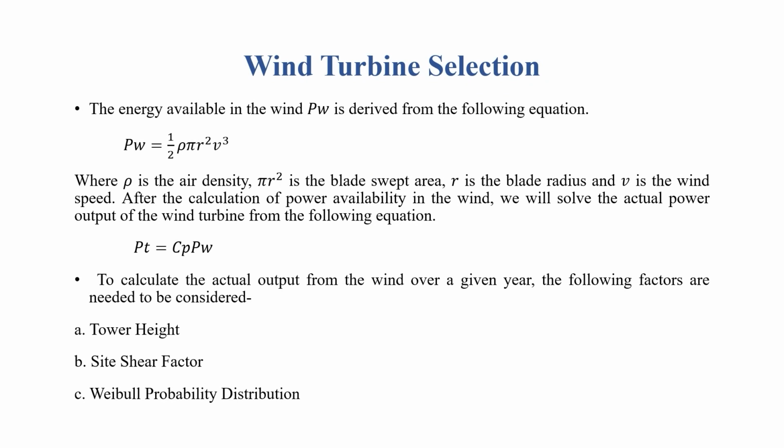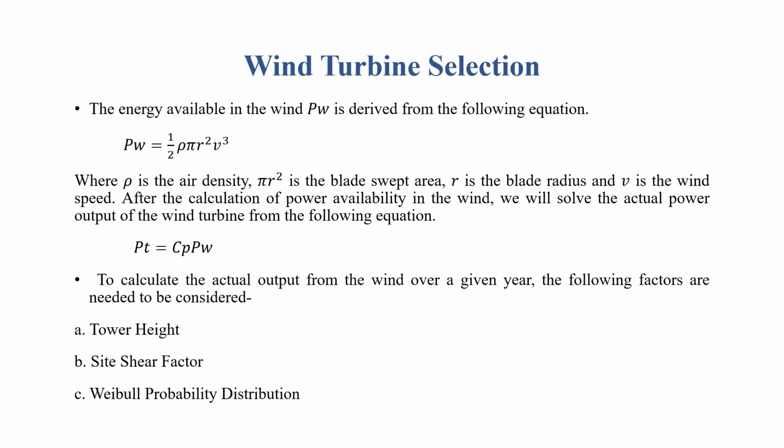After that, we need to select the wind turbine for our project. For this operation, at first we need to calculate the total power. For this, we are considering air density, the blade swept area of the wind turbine, the blade radius, and the wind speed of that area. And we are following this equation to calculate the wind power.